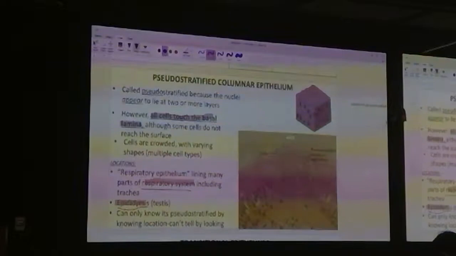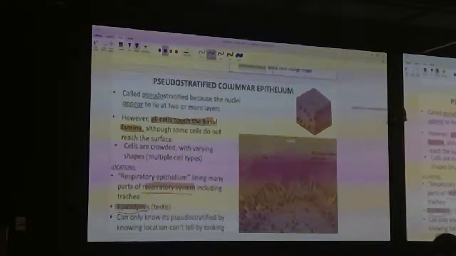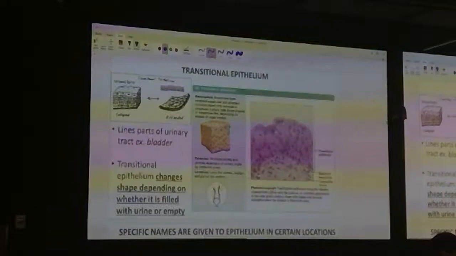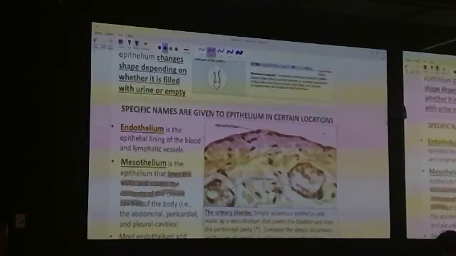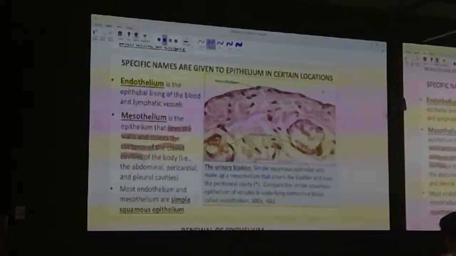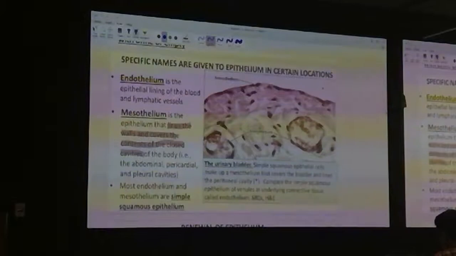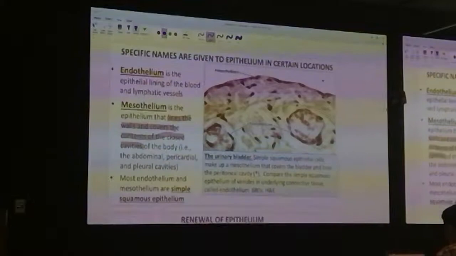Okay, so you only see pseudostratified in the respiratory system and your epididymis. Transitional epithelium is only in the bladder. Endothelium is on blood vessels. Mesothelium is the cavities, anything lining a cavity, so your abdominal, pericardial, or pleural cavities. Just know that these are both simple squamous.